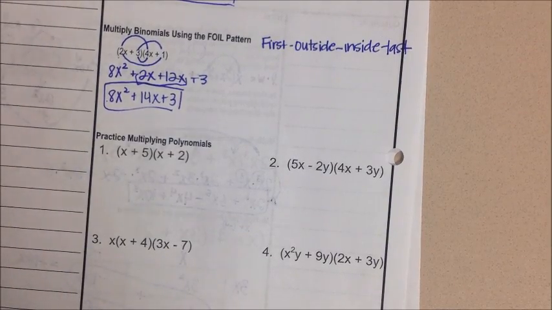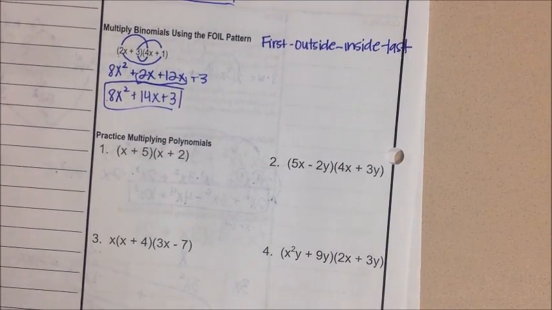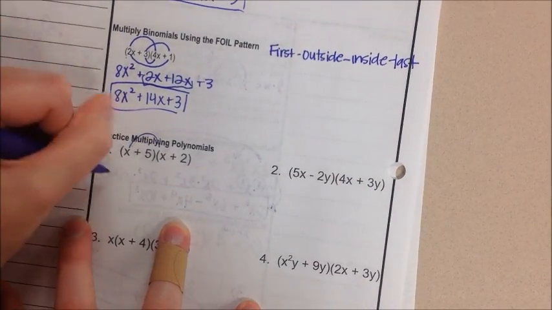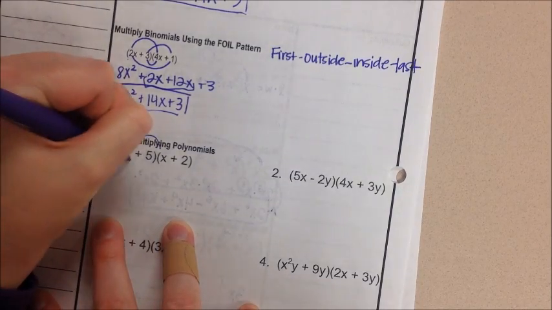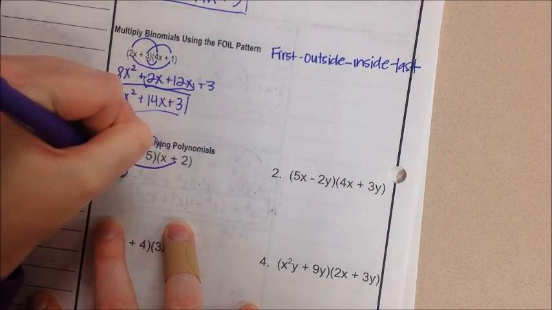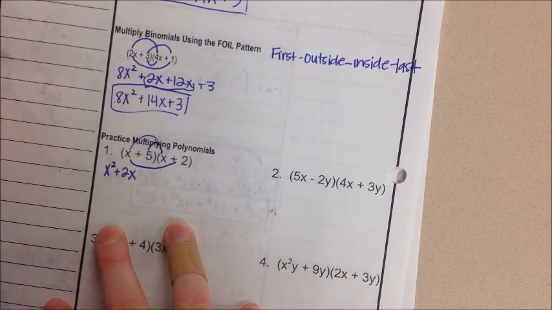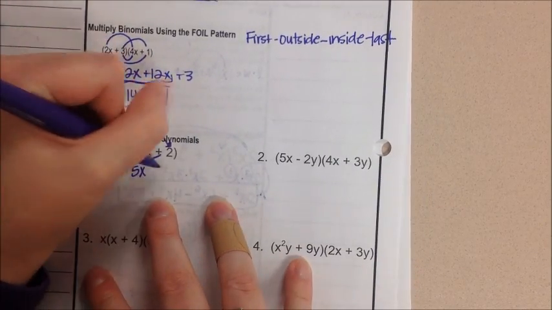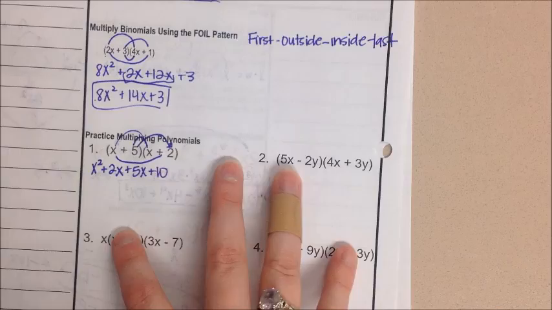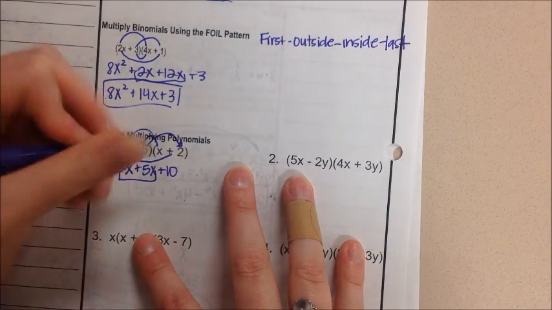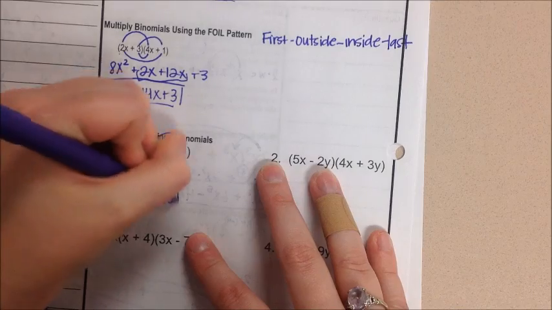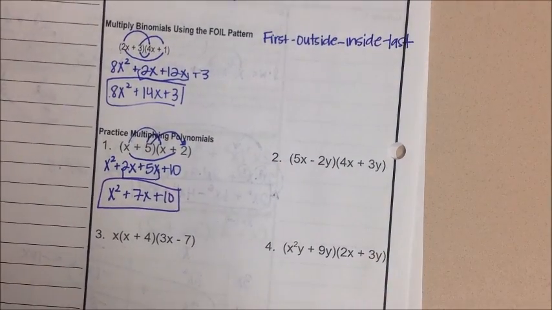Okay, so now I'm going to walk through doing these. So when it's just a binomial times a binomial, I'm always going to FOIL. First would be x times x, which is x squared. Outside is x times 2, which is 2x. Inside, 5 times x is 5x. And then last is 5 times 2, which is 10. And then I combine, and 2x plus 5x is 7x. So that would be your solution to that one. Okay?